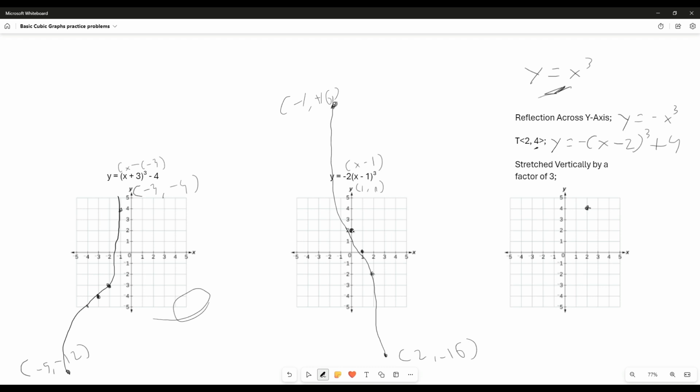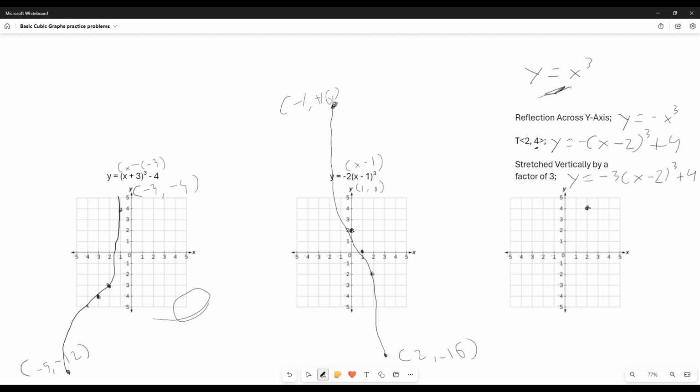Now it's stretched vertically by a factor of 3. All that's saying is whatever a was is going to be 3 times a now. So that'll give us our final equation, which is going to be y equals -3(x - 2) cubed plus 4.